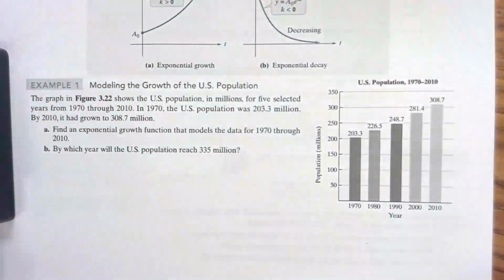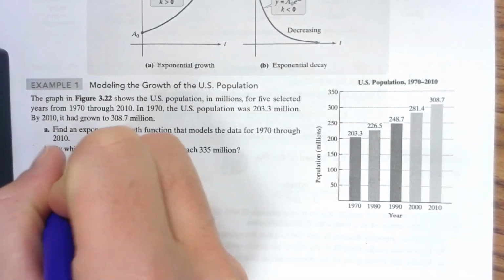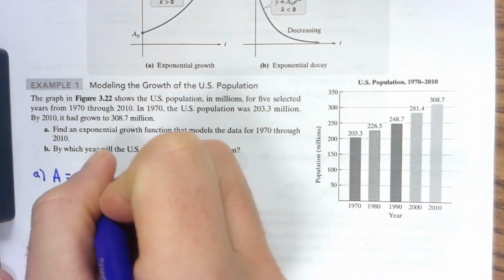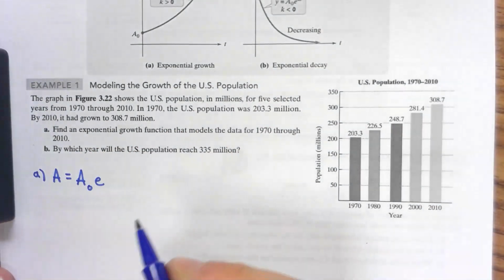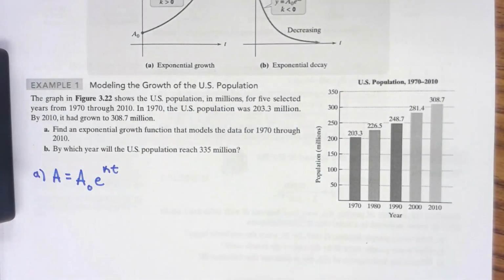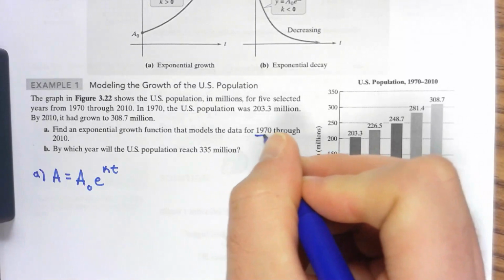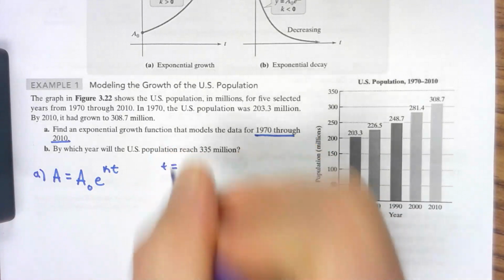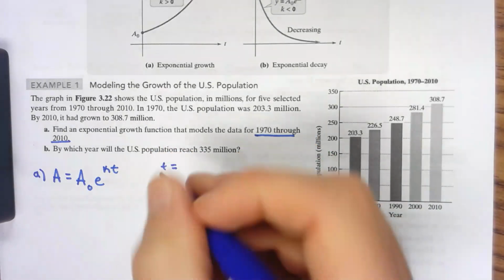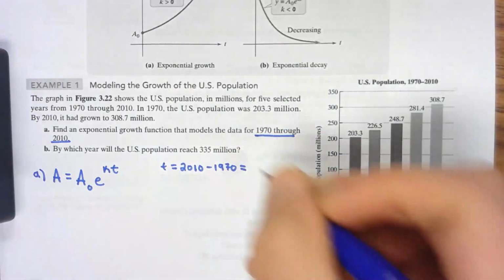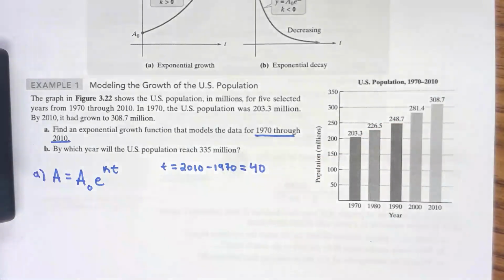So let's jot down just kind of that general equation. So A, the amount after any given time, is equal to A naught, which is that starting amount, times e, that natural number we will always know, to the power of k times t. So one thing that I know for sure that we have here is we have data at 1970 and 2010. Now, for t, that's going to be the number of years that have passed between that amount. So we're going to go 2010 minus 1970. And that gives us a time of 40 years.